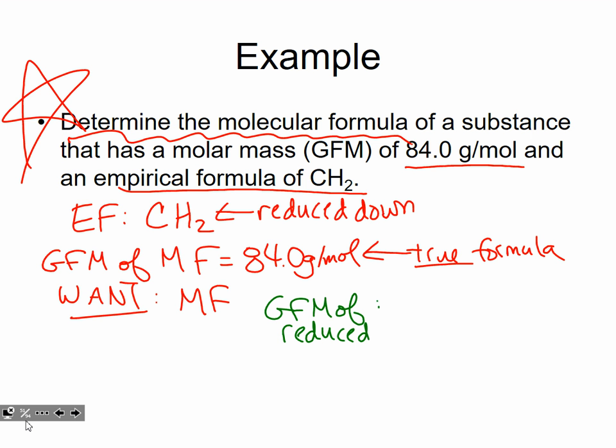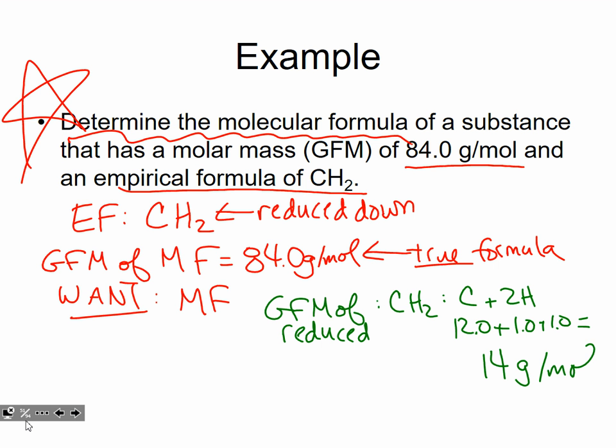So I want the gram formula mass of the reduced down thing, which is CH2. So that's going to be a carbon plus 2 hydrogens. So that's going to be 12.0 plus 1 plus 1. And when I do that, I get 14. Right? 14 grams per mole. So this is the gram formula mass of the empirical formula. Okay, I'm going to erase some of this because I need a little bit more space.